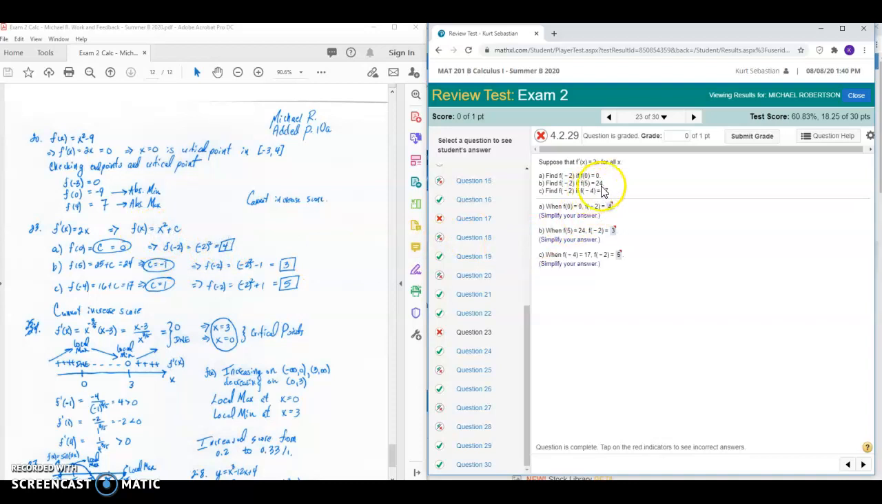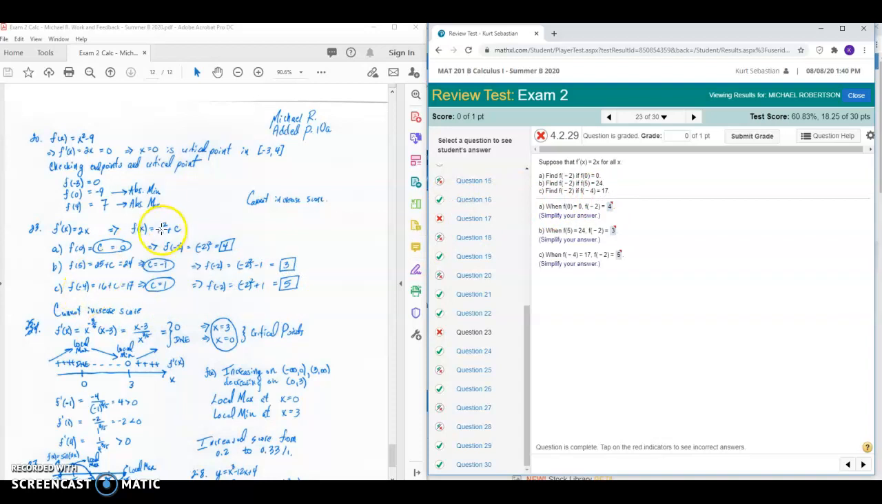Then they tell you in part B f of 5 is 24. So if f of 5 is 24, well, f of 5 is 25 plus c. And if that equals 24, that means c has to be minus 1. So f of minus 2 is what they want. So f of minus 2 is, again, minus 2 squared, which is 4, but then minus 1 because of c. So you get 3.